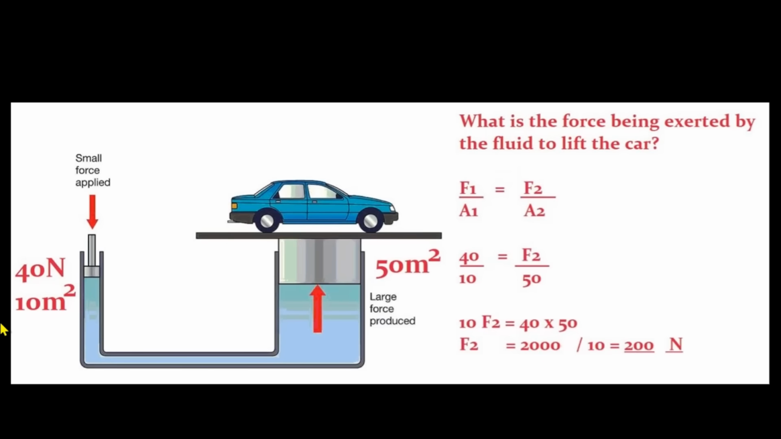We're going to apply some numbers to this example here. 40 newtons being applied on a 10 meter squared piston, and the ram is 50 meters squared. Now remember, the pressure will be the same on both sides, so F1 over A1 is equal to F2 over A2. F1 is 40, A1 is 10, F2 is unknown, A2 is 50. Cross multiply: 10 F2 is equal to 40 times 50, and you're going to get F2 is equal to 2000 divided by 10, which will be 200 newtons. Easy way to do it.